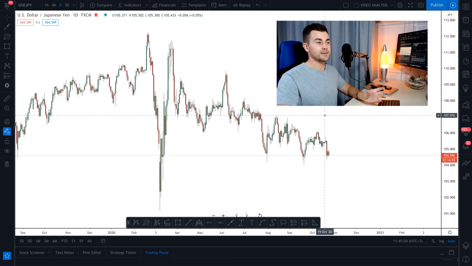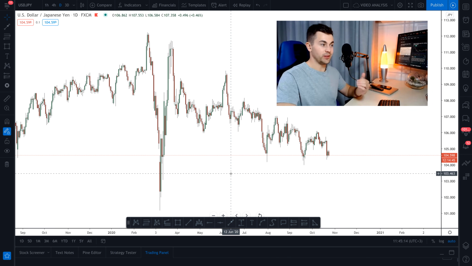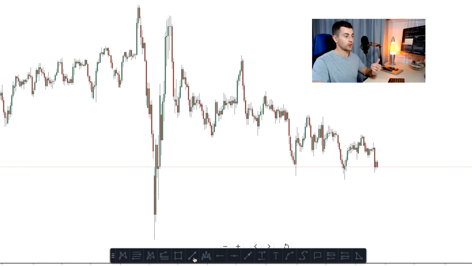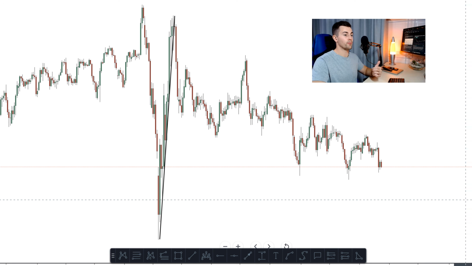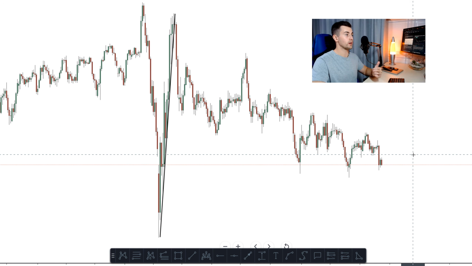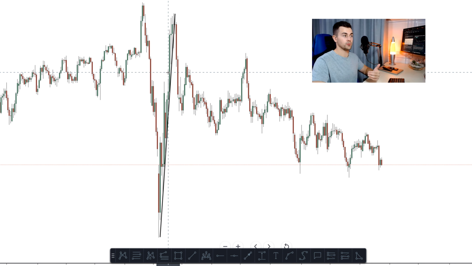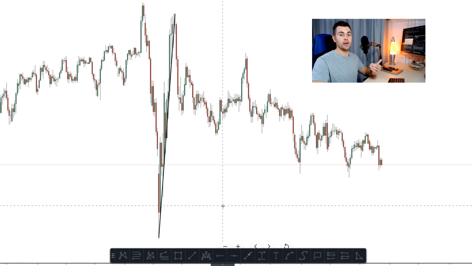For the second example, I want to take the dollar yen pair. And on dollar yen, again, we are looking for a major impulse, major price movement, on a daily time frame. And look, here we have a very nice impulse leg. This strong bullish impulse all the way up. And it was so sharp, so strong. So definitely for us, it is a major impulse leg.